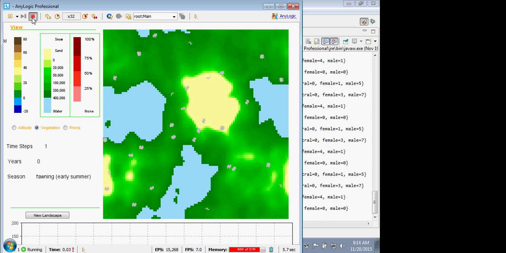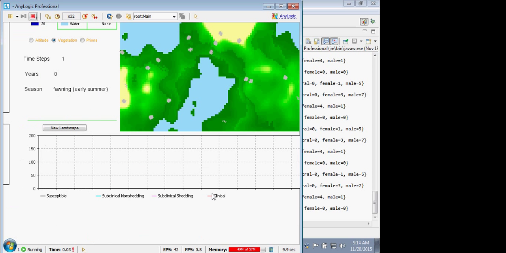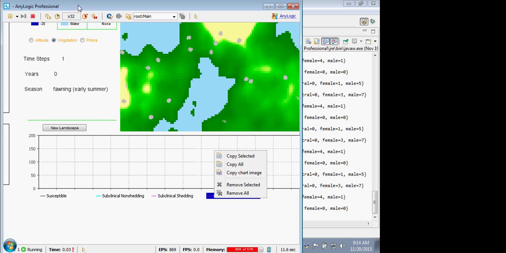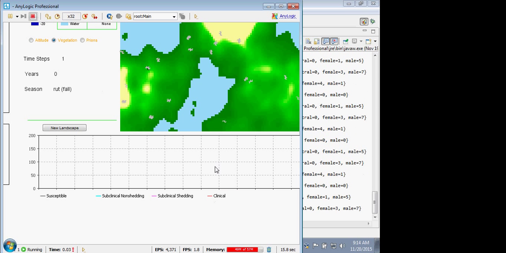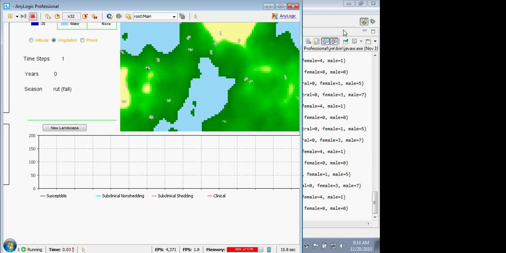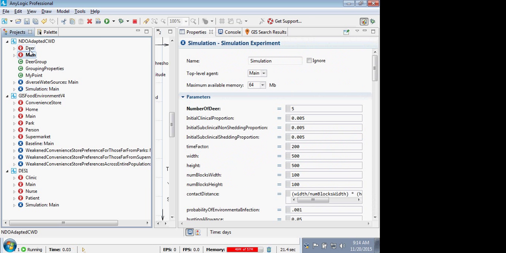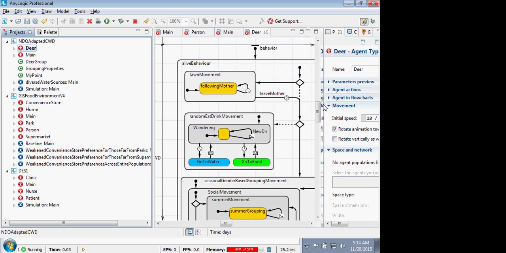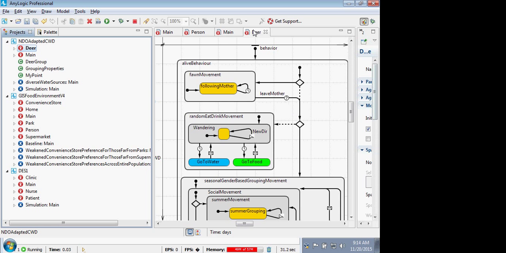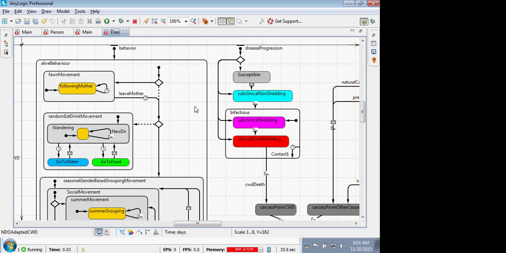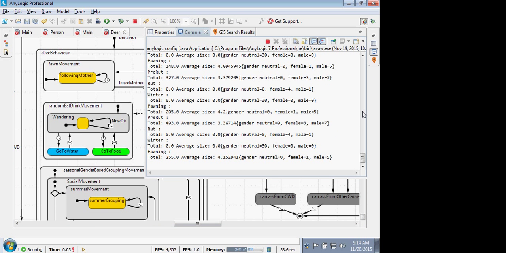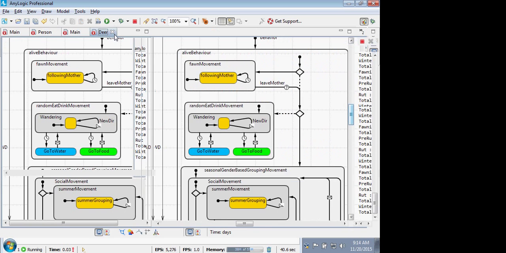So if we go to deer, we'll actually see a very articulated state chart with several levels of hierarchical use of state charts. And I will tell you with no small measure of pride that this model was built by an Aussie. His name is Gregor McEwen, and he is right now a research scientist in Prince Edward Island.